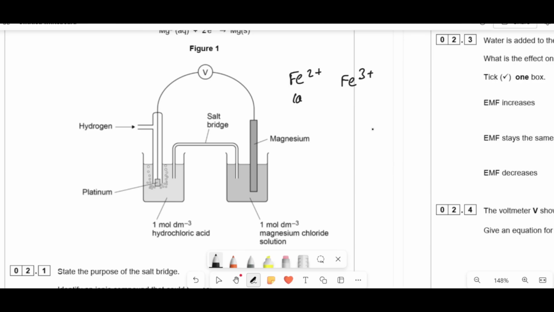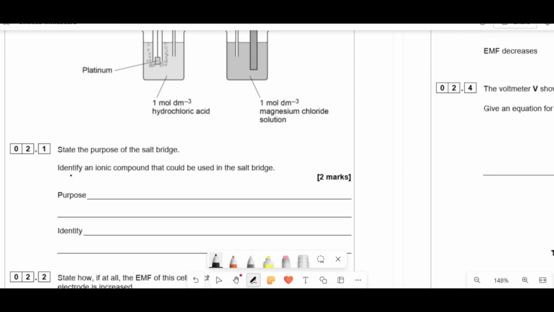Whereas, for example, in the magnesium one, they've got Mg solid, and then they've got Mg2 plus. So you can just use that as the electrode. You don't need platinum because there's something solid there for you to use. So that's just important to note, that's why you've got this platinum electrode here, because you're switching between H2 and H+. It says, state the purpose of the salt bridge and identify an ionic compound that can be used for this.